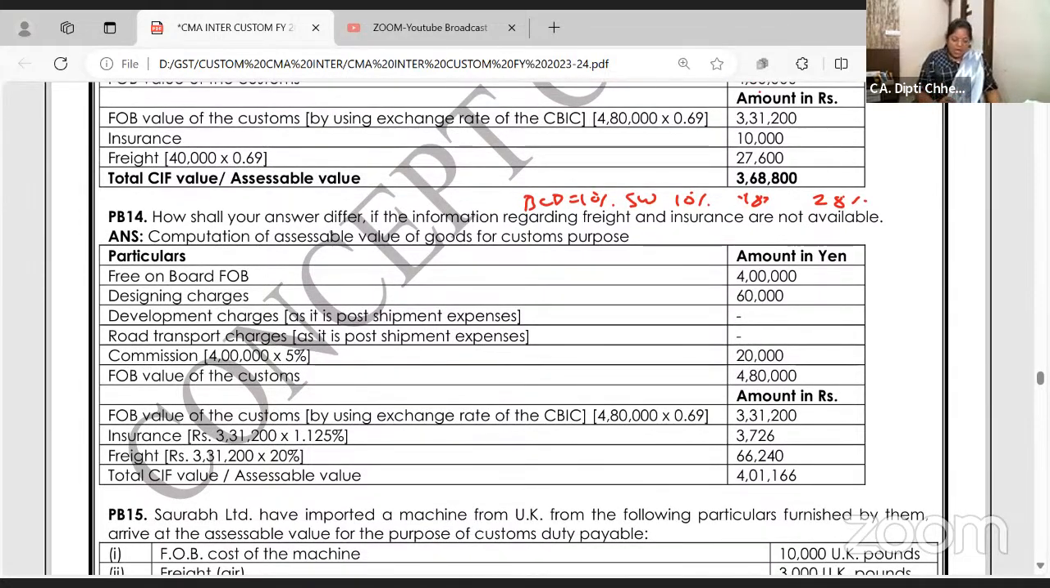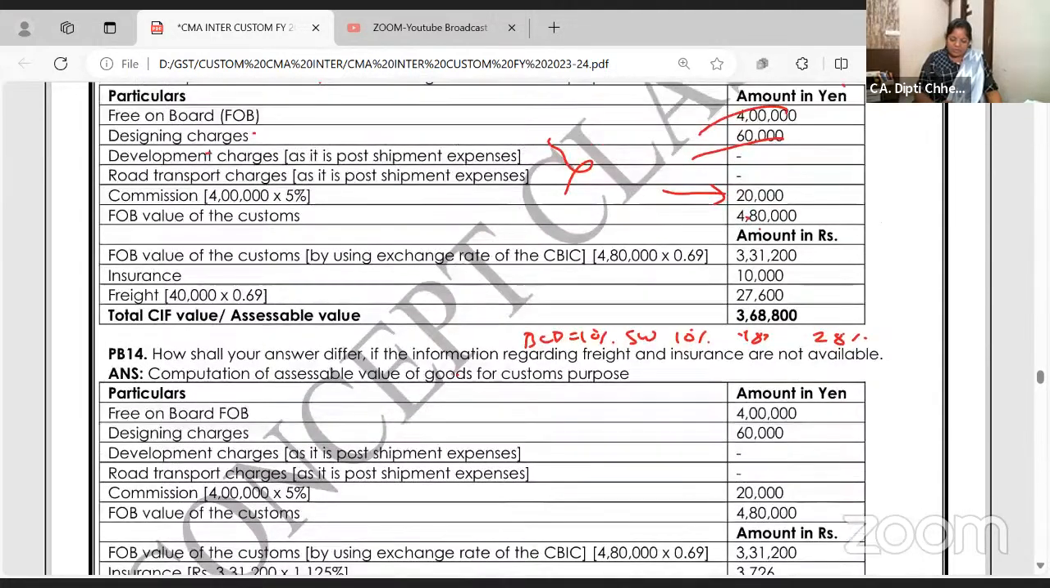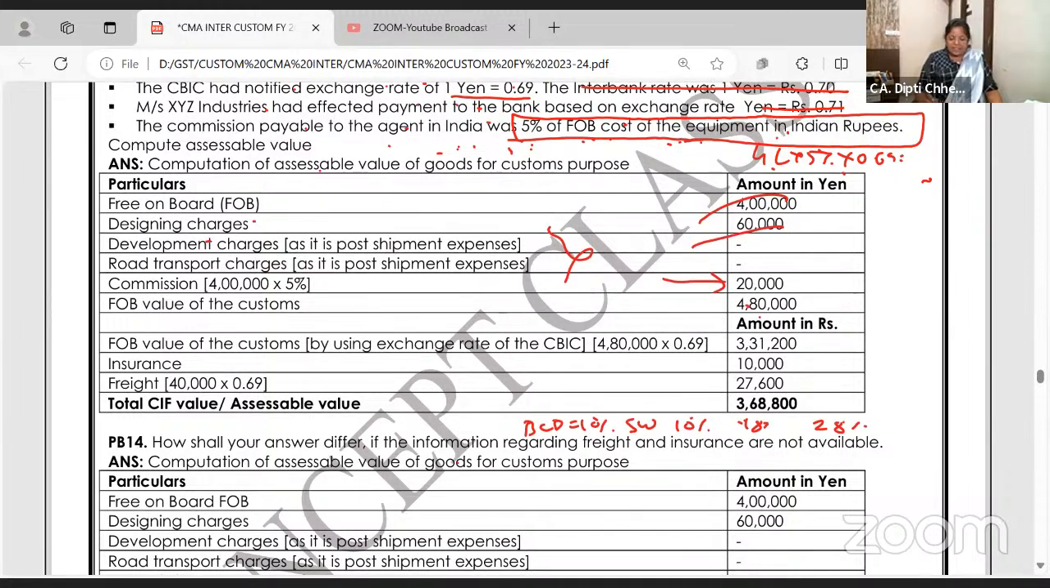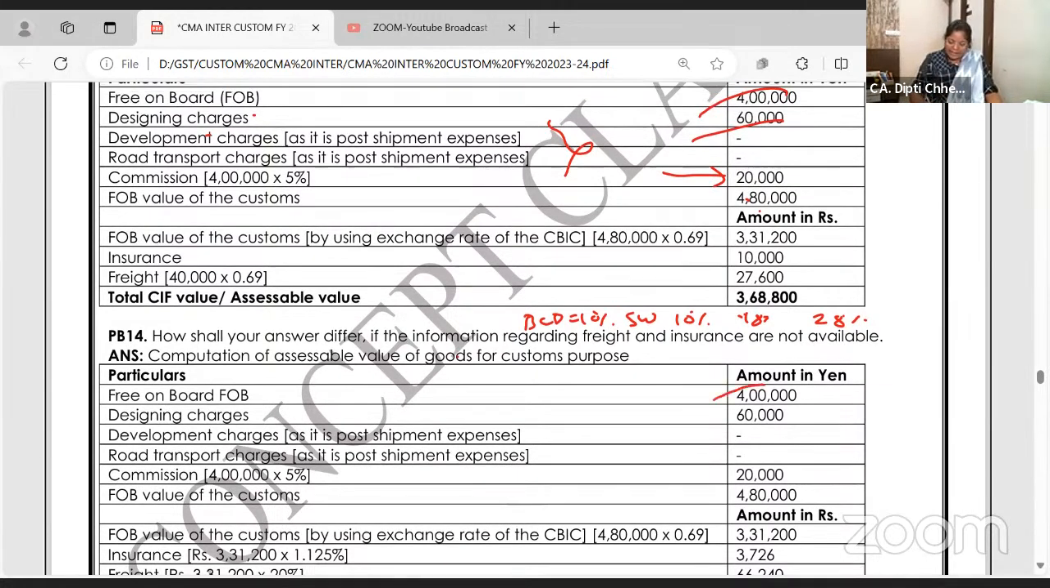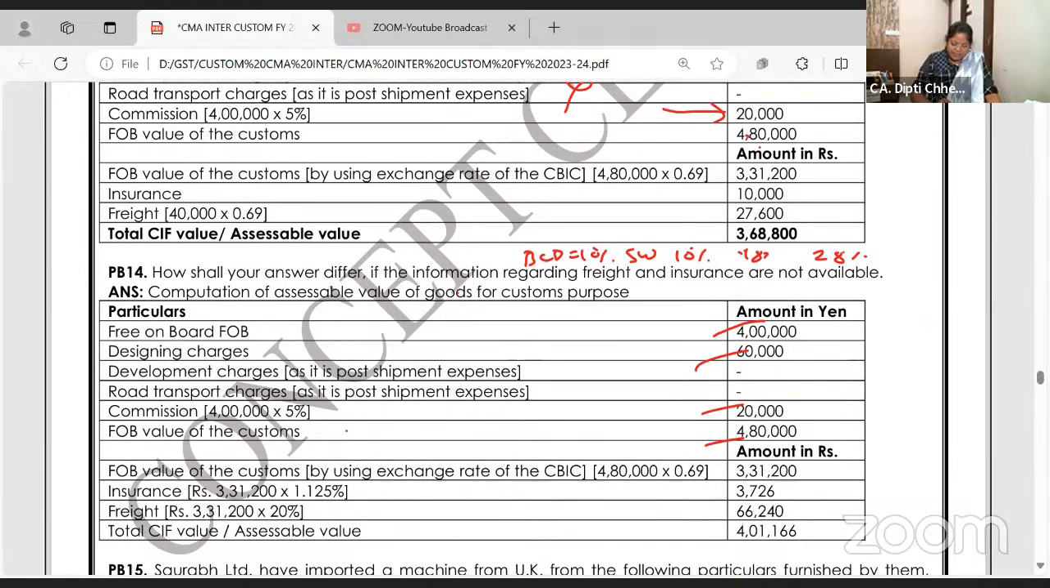14th question. How your answer will differ if an information regarding freight and insurance are not available. Here it was available कि freight ऐसे था, नहीं है तो you have to take same 20%. 4 lakh is there, designing charges are there, commission is there, 480. Okay, and if the convert तो कर लो, अगर इंश्योरेंस नहीं दिया है तो 1.25% of this, freight नहीं दिया है तो 20% of this. So this will be your value.